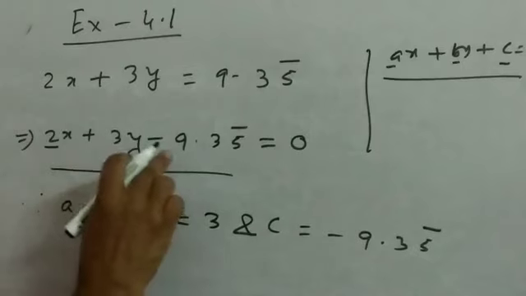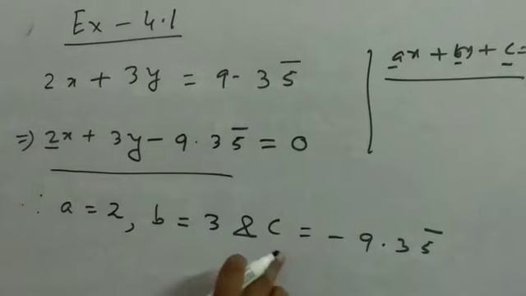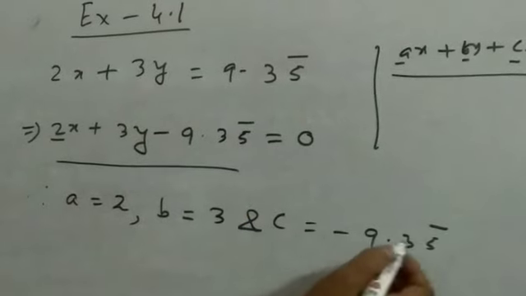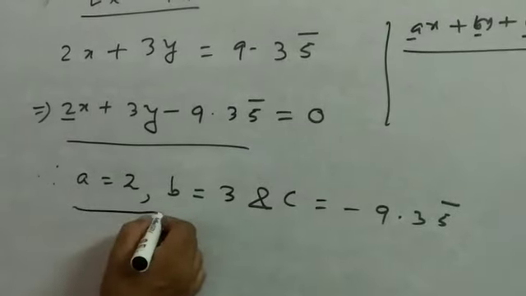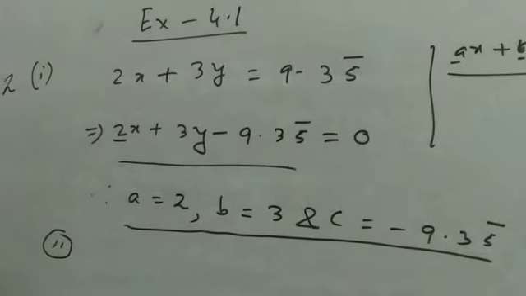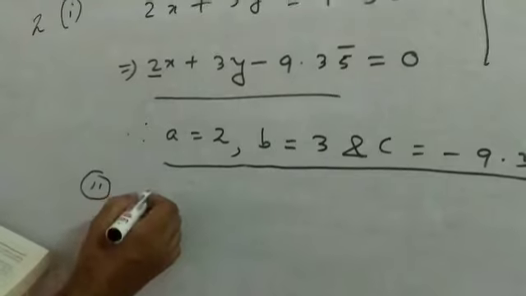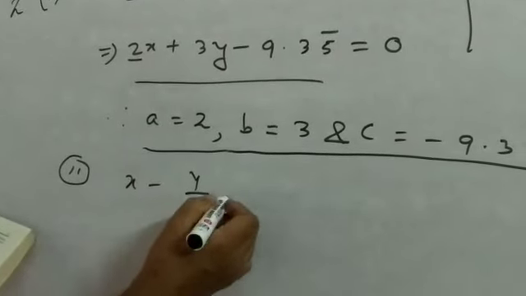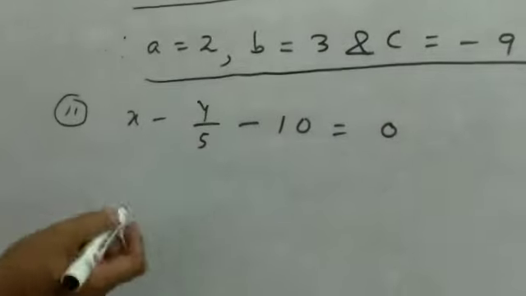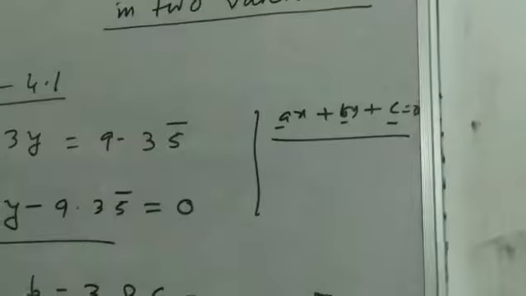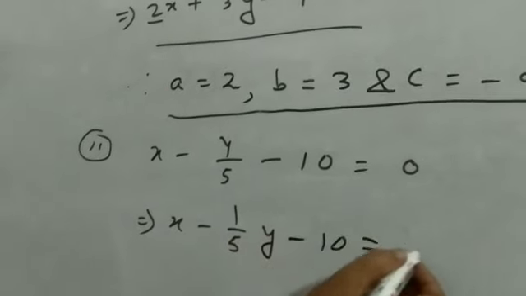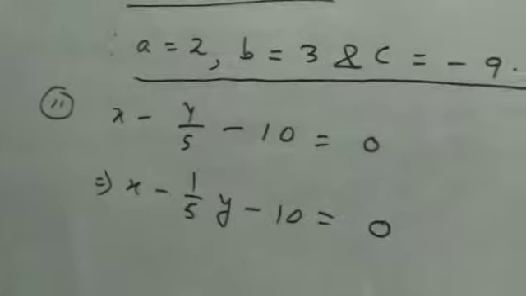After x and y, whatever the term is, that will be completely the constant term. So if the sign is minus, you have to write the minus sign. So this is the answer, meaning these are the values of a, b and c. Then part 2. They are given x minus y by 5, minus 10 is equal to 0. This equation is already in this form. Or you can write this equation as x minus 1 by 5 y minus 10 is equal to 0. This is the answer.